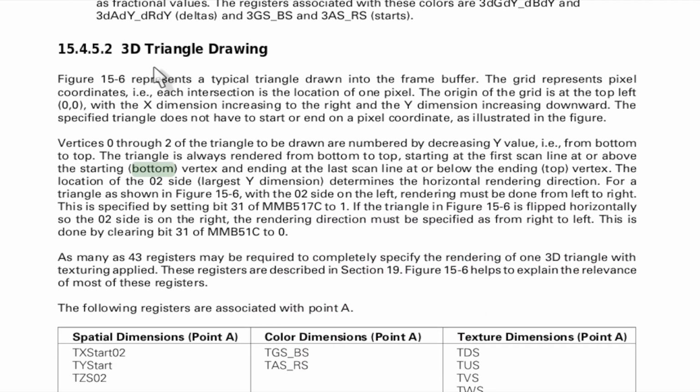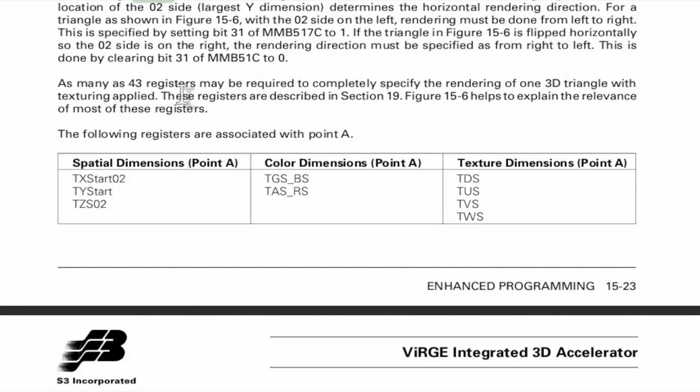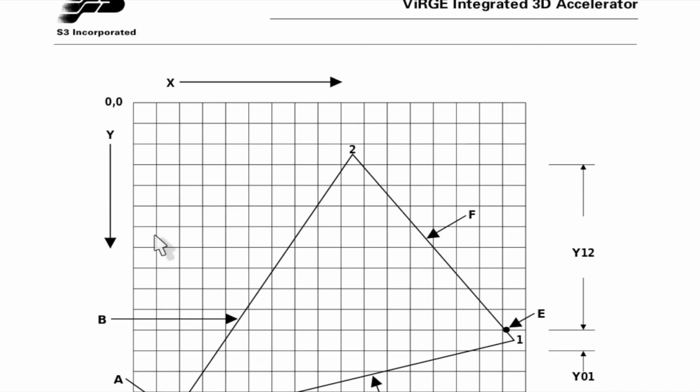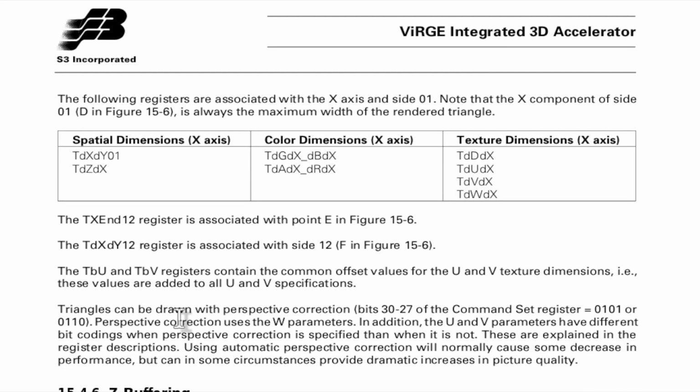And we continue with 3D triangles. And as is written here, the triangle is always rendered from bottom to top, starting at the first scan line at or above the starting bottom vertex and ending at the scan line at or below the ending top vertex. The location of the second side, largest Y dimension, determines the horizontal rendering direction. As many as 43 registers may be required to completely specify the rendering of one 3D triangle with texturing applied. And then they don't really show much here except listing some registers and having this graphic and continuing with the register listing, and that's it.